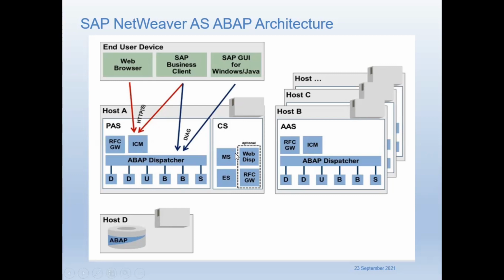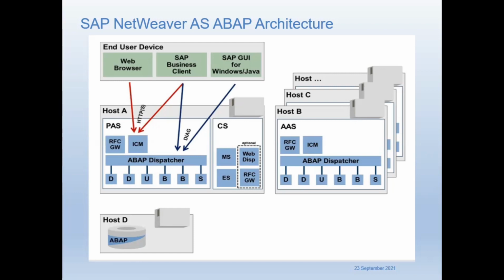So message server is used for the internal communication. Within the database, all the application servers will be communicated with the help of message server. That means all the dispatchers will be connected. All the dispatchers will communicate together with the help of message server. Getting all of you?